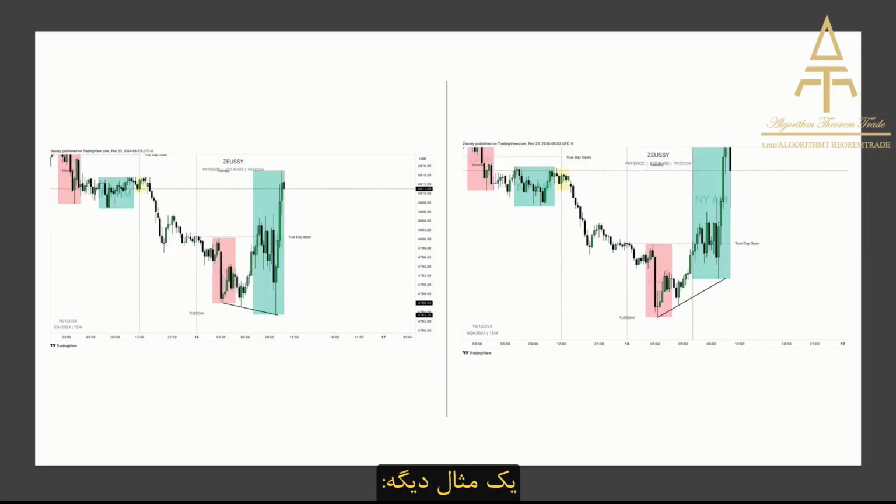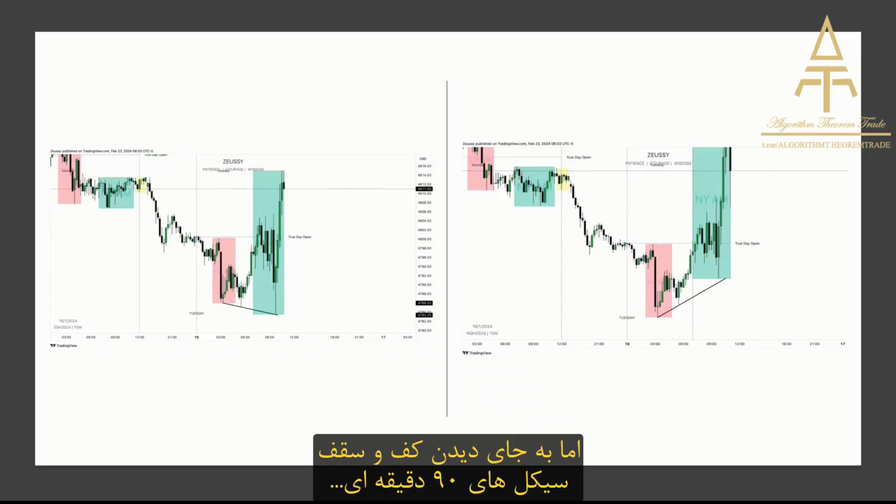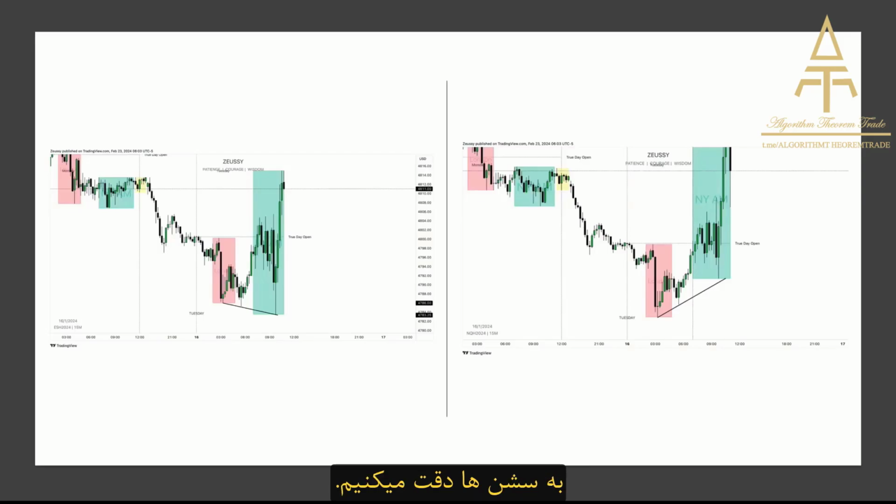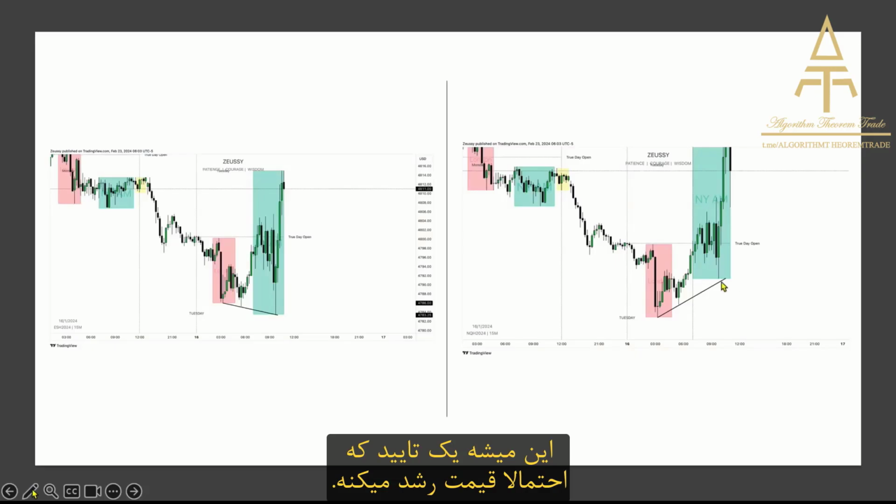And let us now take a look at another example. But instead of taking a look at 90-minute cycles, their lows and highs, we're now going to take a look at sessions, so complete trading sessions. What we can see is that the red box represents the London session, whilst the green box represents the New York AM session. On the left chart, we can see that ES made a lower low, whilst Nasdaq made a higher low. And within the right context, within the right narrative, this is the confirmation that higher prices are likely to be next.